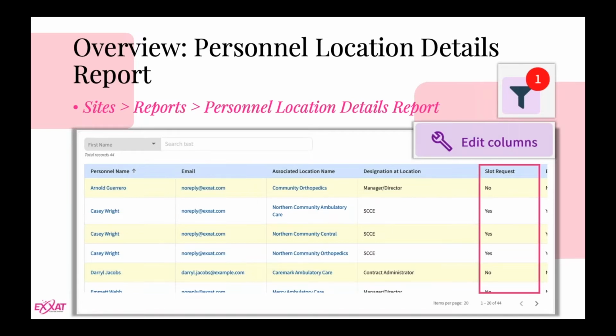Okay, cool. There's also a report called the Personnel Location Details Report. That's under Sites and Reports. This report will show you whether or not the person is marked to receive the slot request. Again, you can edit columns to have fewer columns to look at on the screen, and you can also use the filter for certain answers. If you want to see who receives a slot request or does not receive the slot request, you can use the filter to do that.